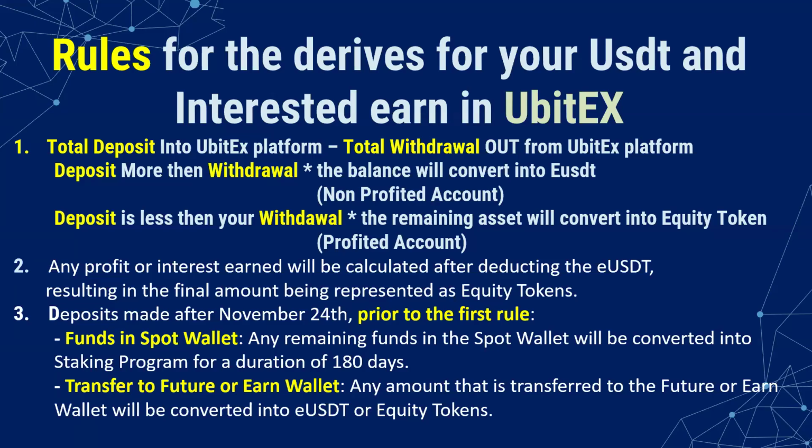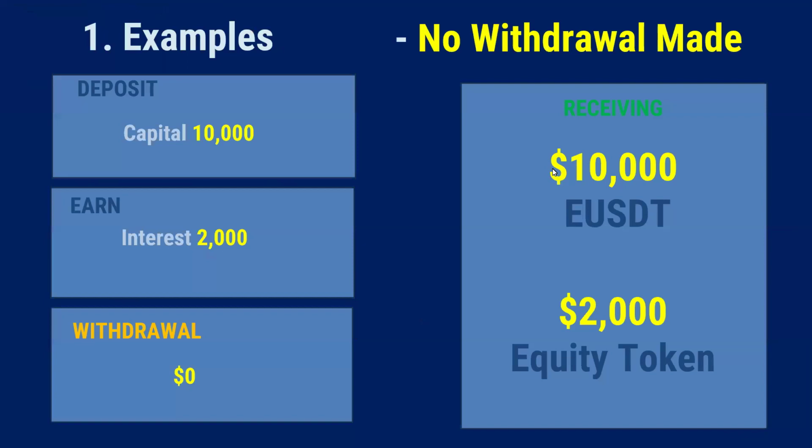So let's go to the examples. Situation example: no withdrawal made. If your wallet has not done any withdrawal, like myself, I have not done any withdrawal since I started a staking program. I deposit 10,000, for example, and your interest earned over the period is 2,000. No withdrawal done, then what you're going to receive is 10,000 EUSDD, followed by equity token 2,000. I hope this is clear.